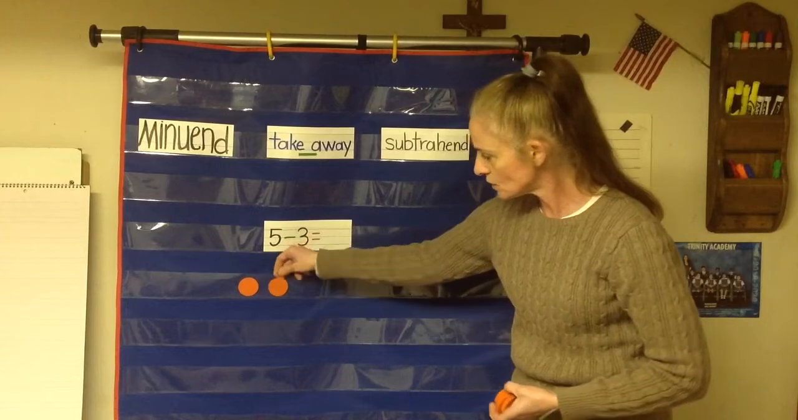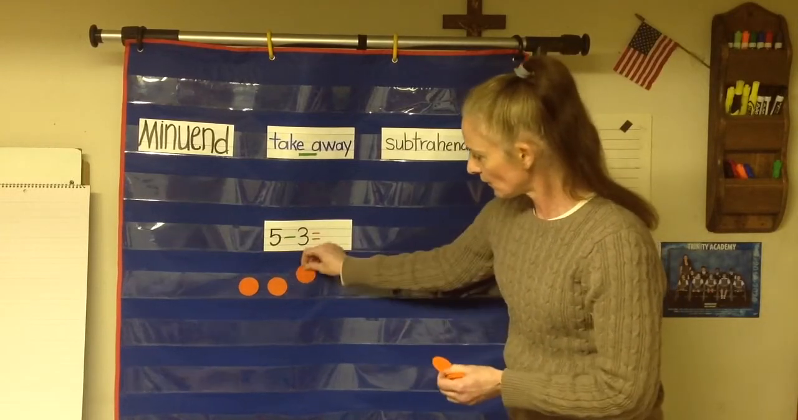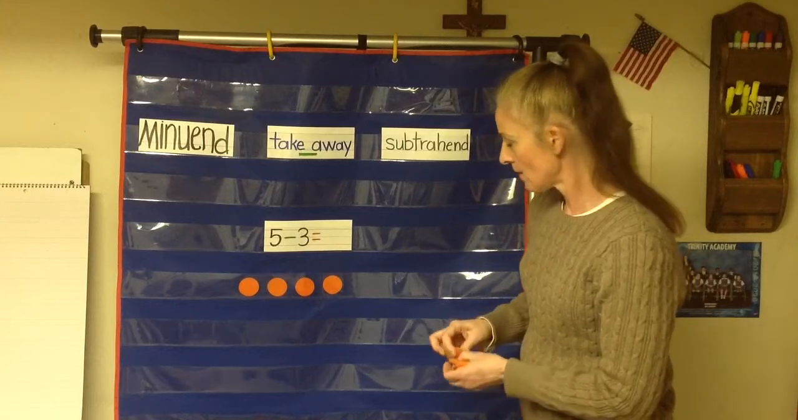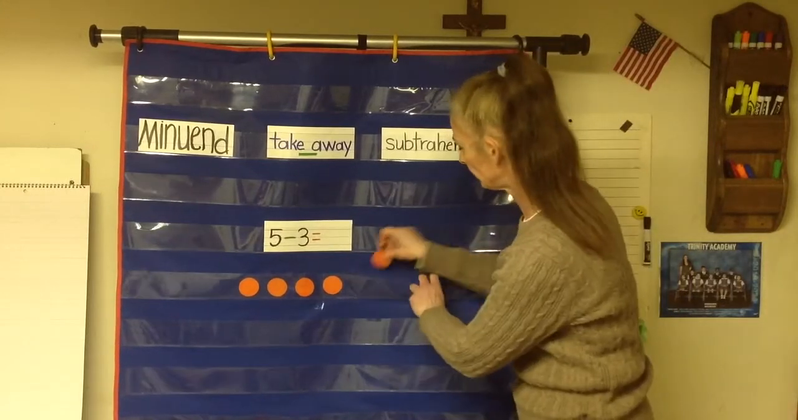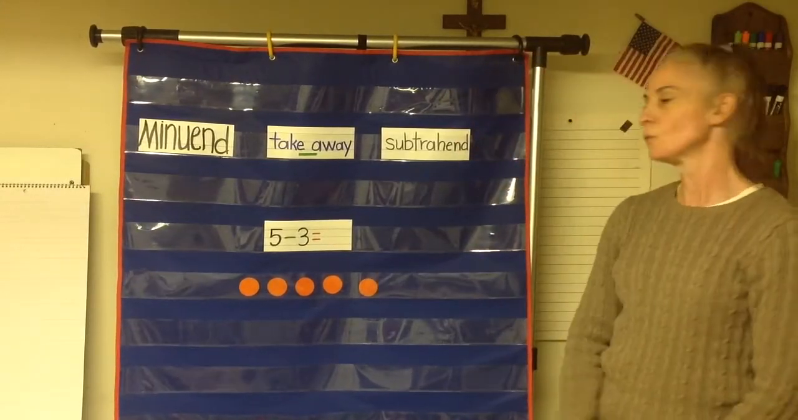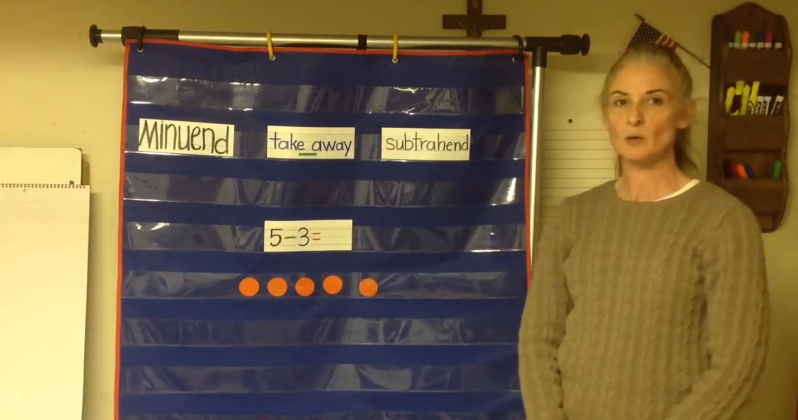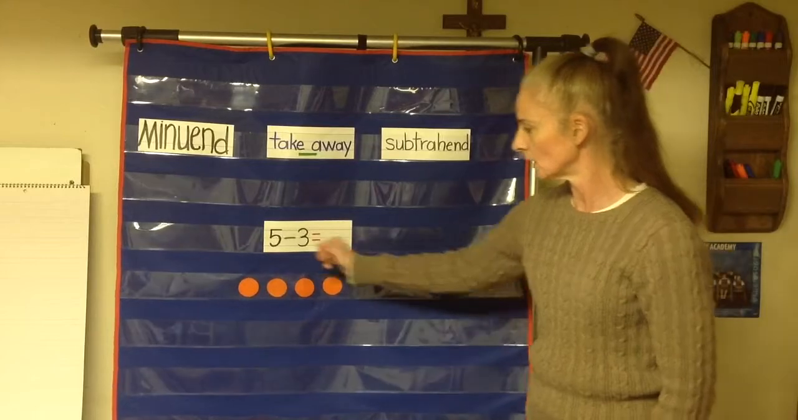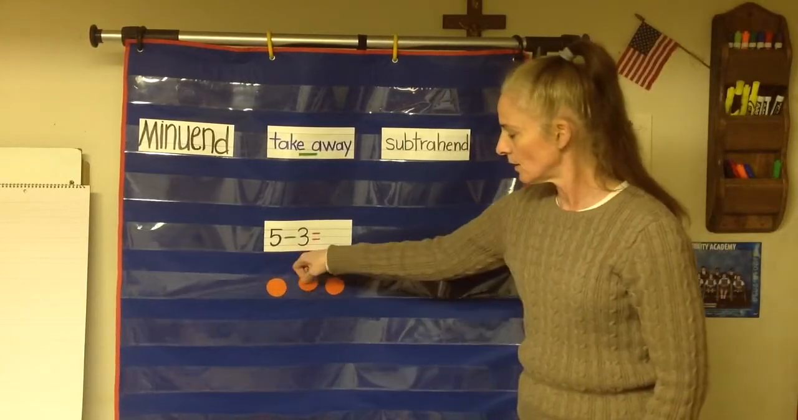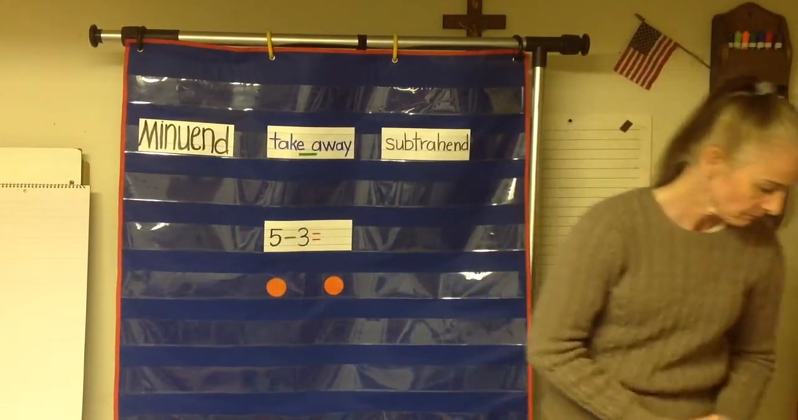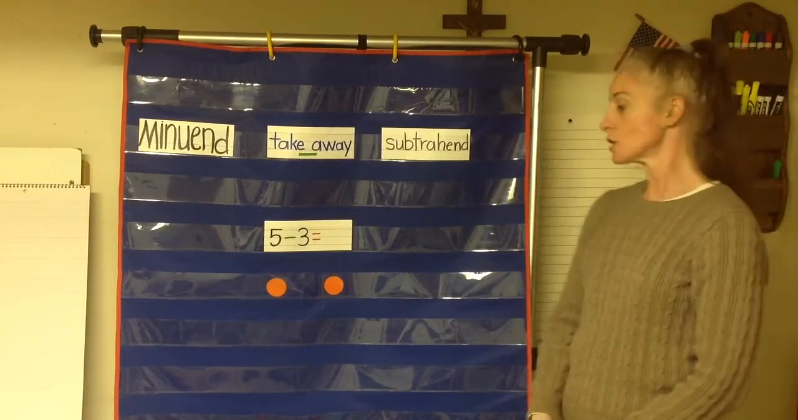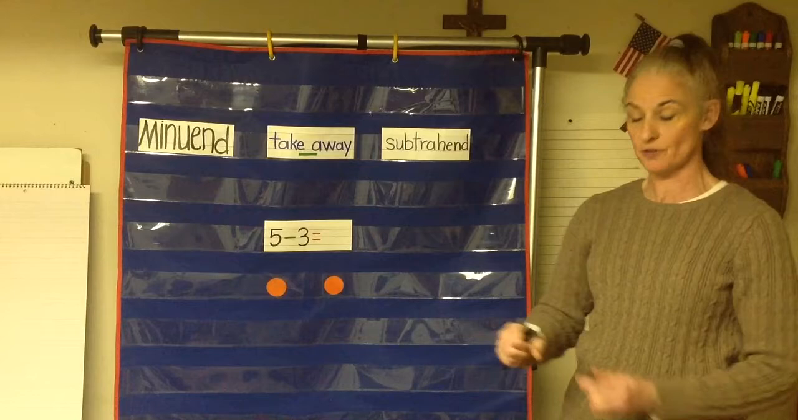1, 2, 3, 4, 5. How many do we want to go away? How many will we take away? Minus 3. Take away 3. 1, 2, 3. How many do we have left? 2. 2 is our difference.